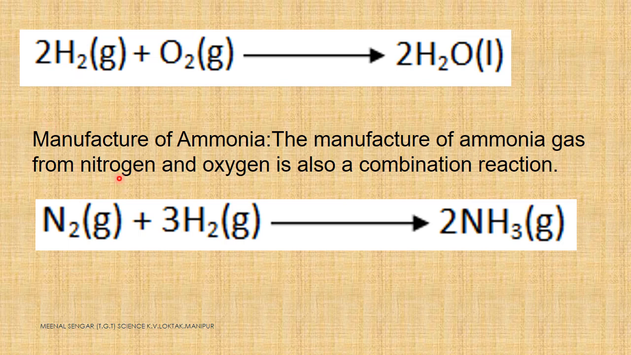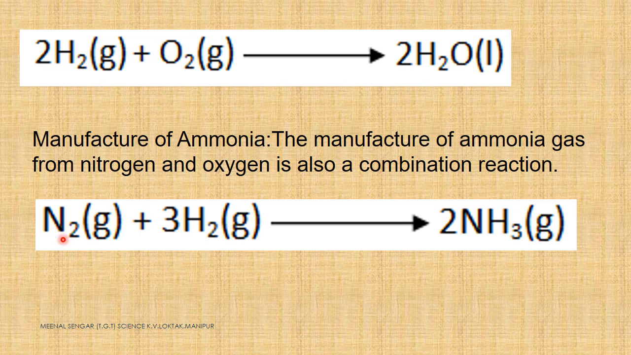Manufacture of ammonia. This is a very important example you generally get in your exam. The manufacture of ammonia gas from nitrogen and hydrogen is also a combination reaction. That is, nitrogen when reacted with hydrogen gas forms ammonia. Ammonia is a gas having a pungent smell. You can easily recognize the smell of ammonia.